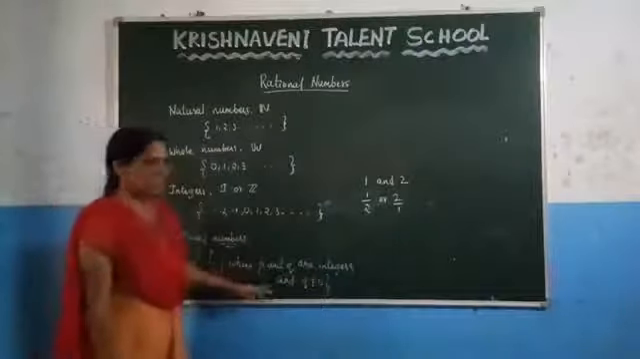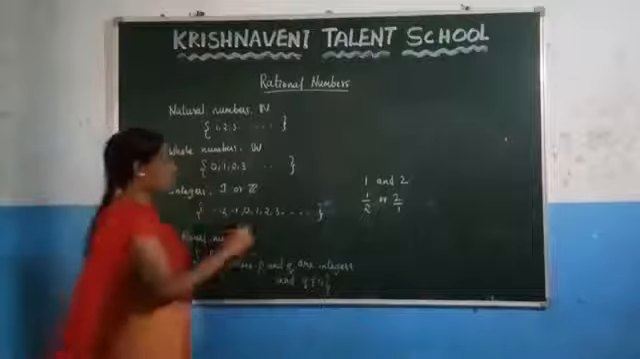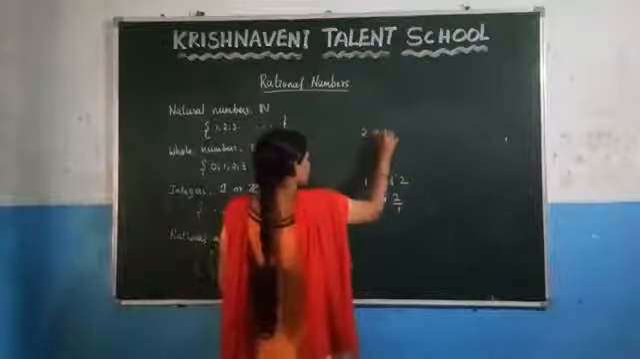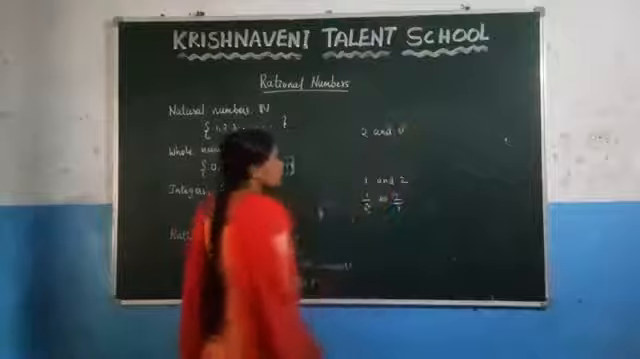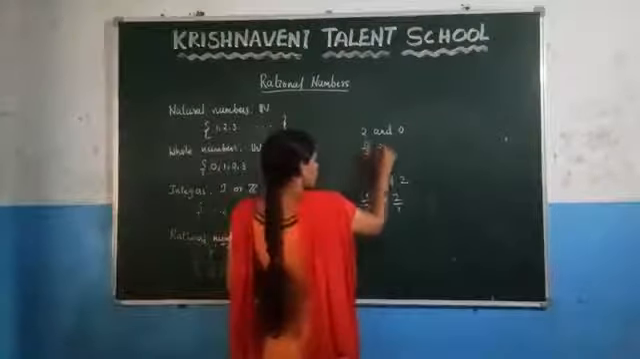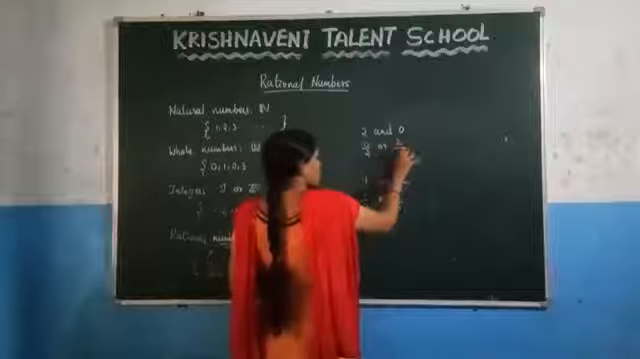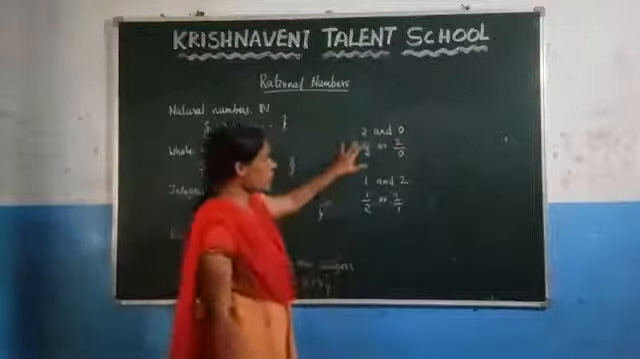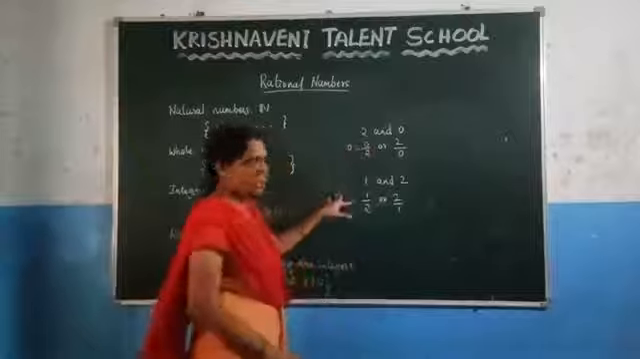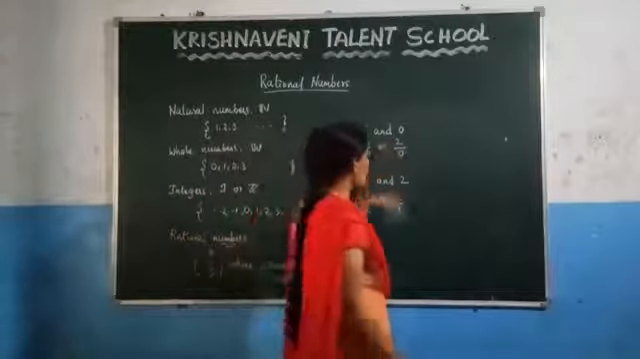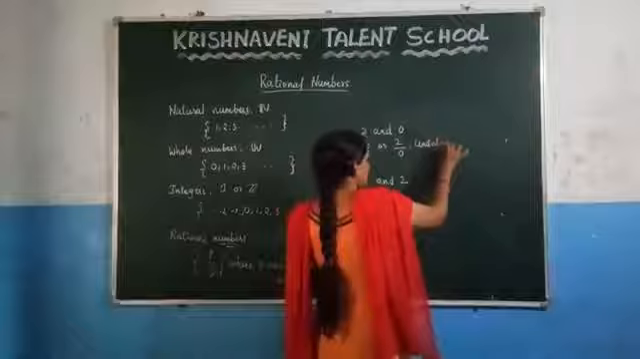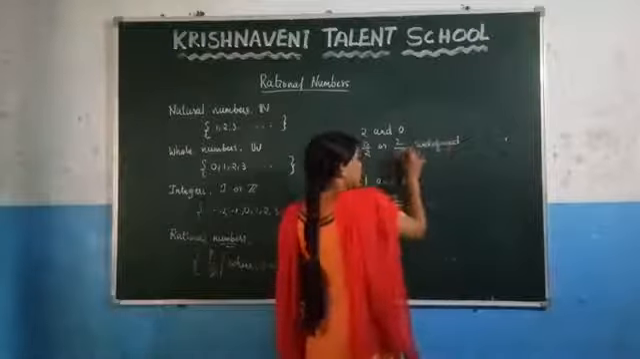If the denominator is equal to 0, what will happen? Let us consider two integers 2 and 0. This one you can write in the form of a fraction as 0 by 2 or you can write it as 2 by 0. Here you can observe that the value of 0 by 2 is 0, which is a rational number. Here you can observe that the value of 2 by 0 is undefined. If the denominator is equal to 0, we cannot define that value.